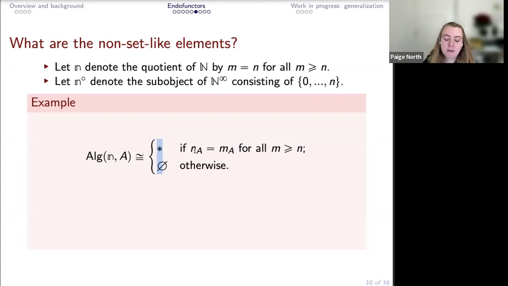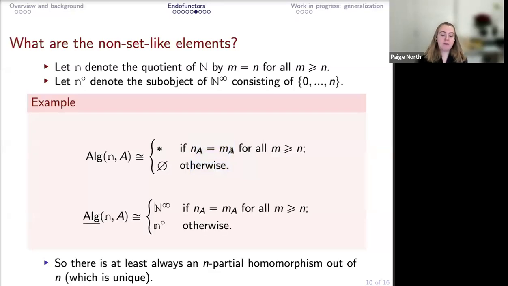If I want to say A has the same kind of relation that defines little n, then we look at the nth and the nth successor of the base point in A, and they're all equal for everything bigger than n. And if A does not have this kind of relation, then there's no possible algebra homomorphism. They don't line up.